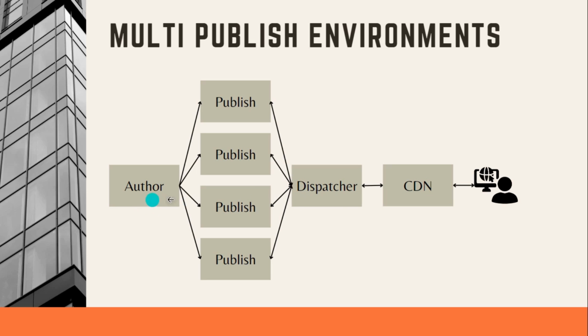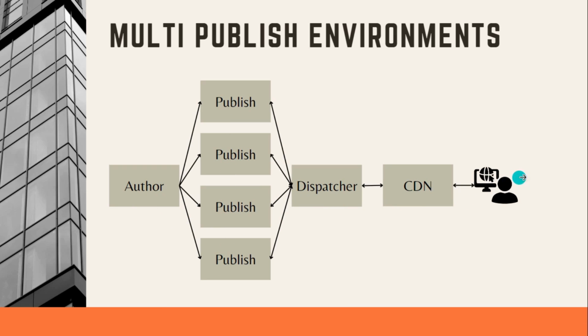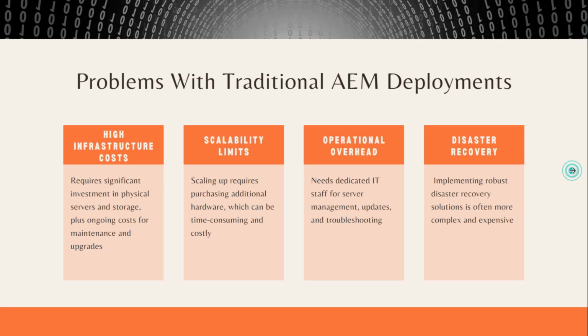In that case, the same infrastructure you will have to replicate in another instance, which will again be a huge cost. All the 4, so you will have a total of 2 author instances and 8 published instances. So again a lot of cost is involved. These are all the drawbacks with the traditional deployments. All these things are addressed and solved in the cloud deployments.